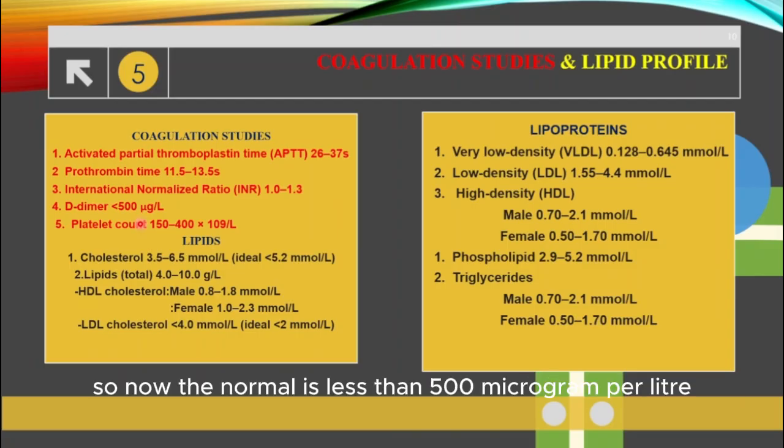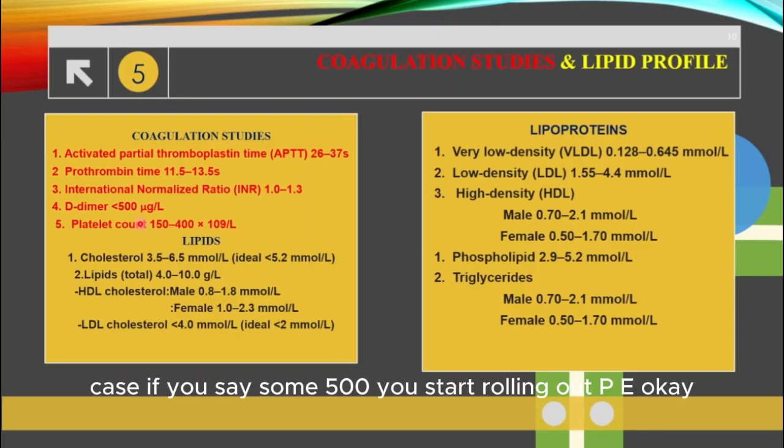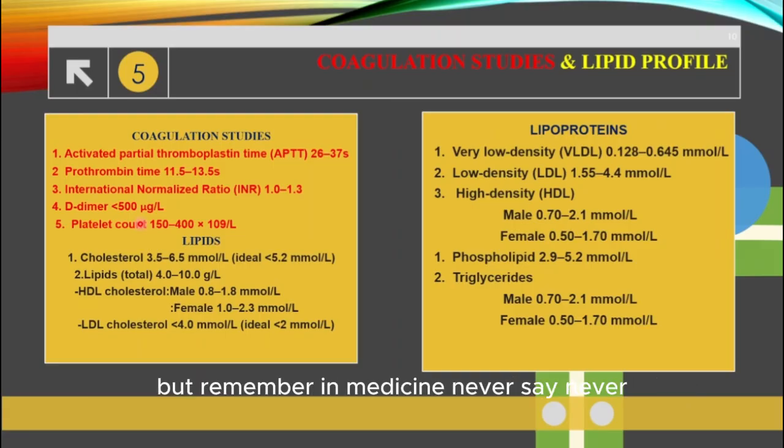Okay. So now the normal is less than 500 micrograms per liter, and if you find that it's elevated, it tells you that this patient is having their clots thrombolyzed, or degraded. And if the D-dimers are less than 500 micrograms per liter, pulmonary embolism is unlikely, because if the patient has got a clot in the lungs, their body is supposed to lyse it or degrade it, and therefore you expect the fibrin degradation product to be elevated in the blood. But in this case, if it's less than 500, you start ruling out PE. Okay, but remember in medicine, never say never.